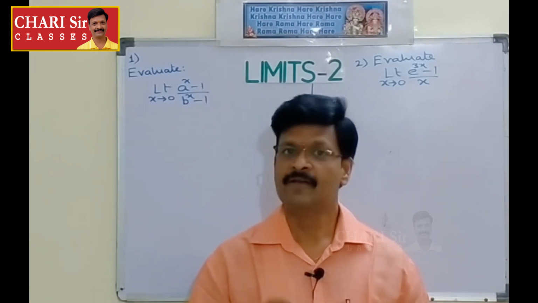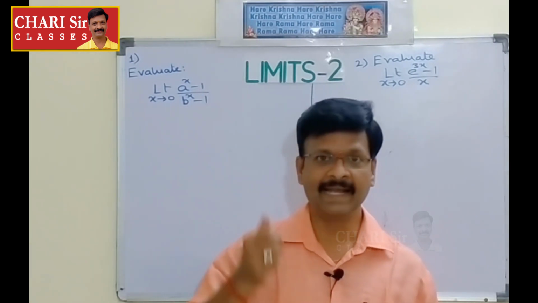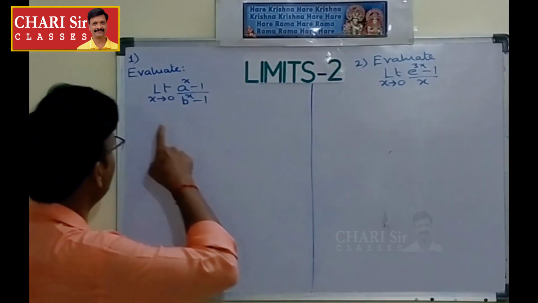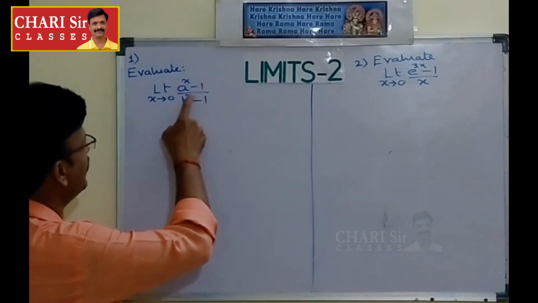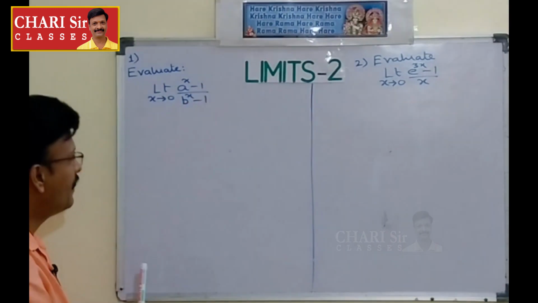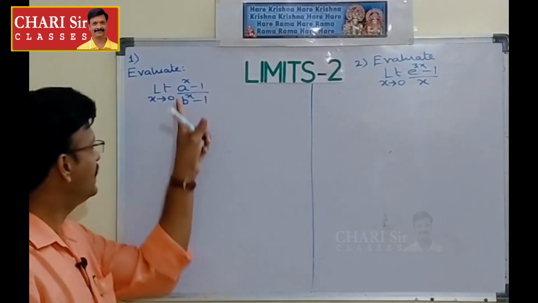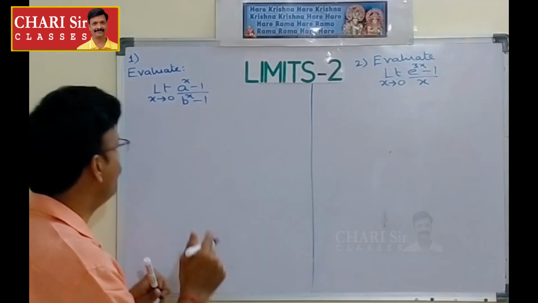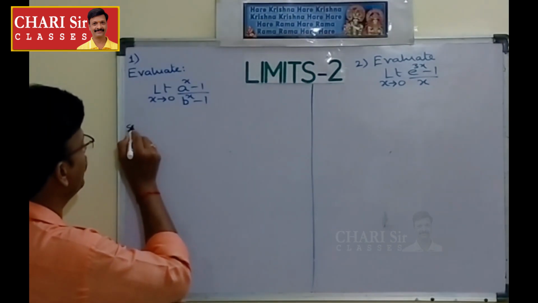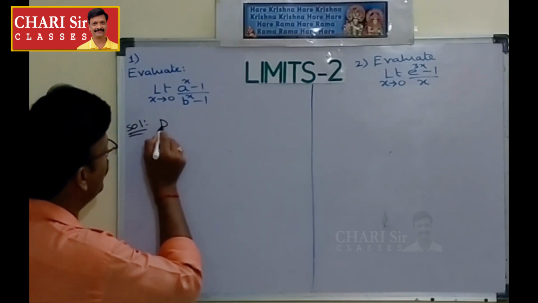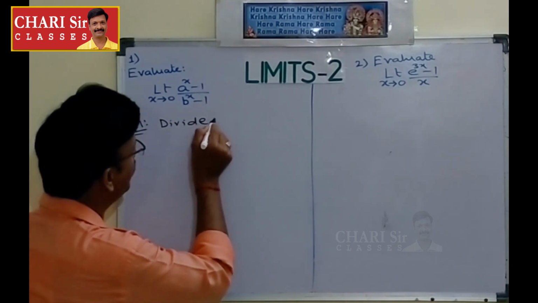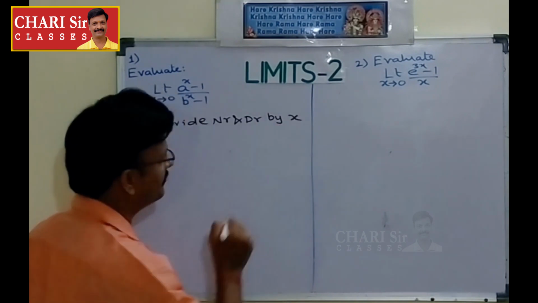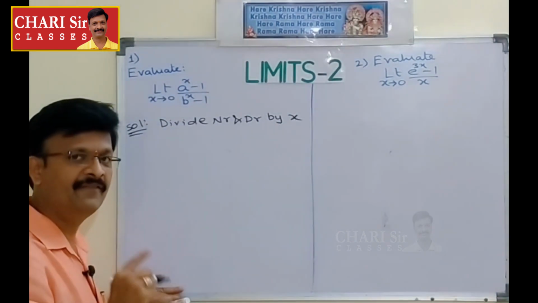First, limits first part is given, and this is the limits second part, given with question number 1, that is limit x tends to 0 (a to the power x minus 1) by (b to the power x minus 1). Here we use the standard limit, but this given function is not in the standard form. To convert it into standard form, we divide the numerator and denominator. In the solution part, I write: divide numerator and denominator by x. Both numerator and denominator are divided by x.